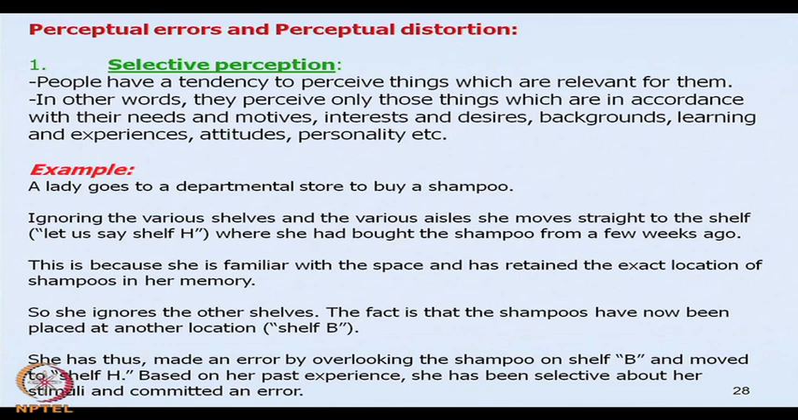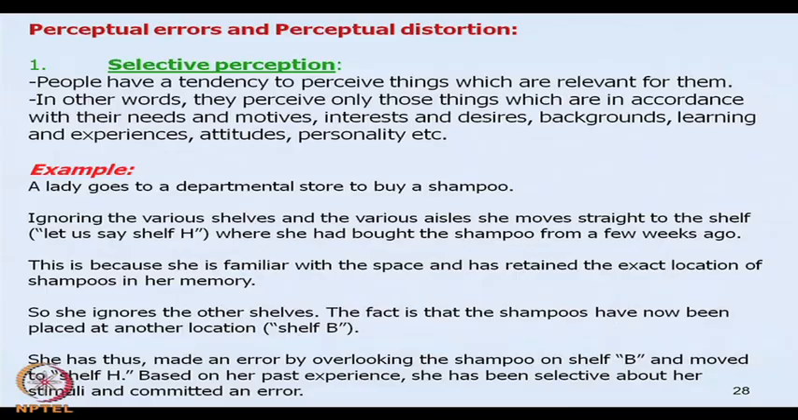The first is selective perception. People have a tendency to select stimuli which are more relevant for them. So they perceive things which are more relevant, more important, or more valuable to them. They perceive these things according to their demographic characteristics, their needs, their wants, their motives, their interests, their desires, their backgrounds, their learning experiences, attitudes. Apart from that, we've already discussed that they're also influenced by sociological influences in terms of their customs or their culture or their tradition and so forth.